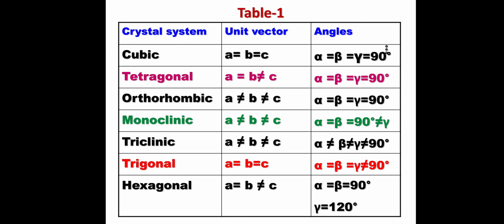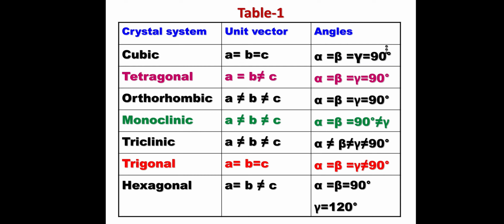So two lengths are equal, that is two sides of the cube are equal, but the third one is not equal to either of A or B. As far as interfacial angles, here also they are equal to 90 degree. Alpha is equal to beta is equal to gamma, each is equal to 90 degree. Some examples of tetragonal: nickel sulfate and tin oxide, NiSO4 and SnO2.